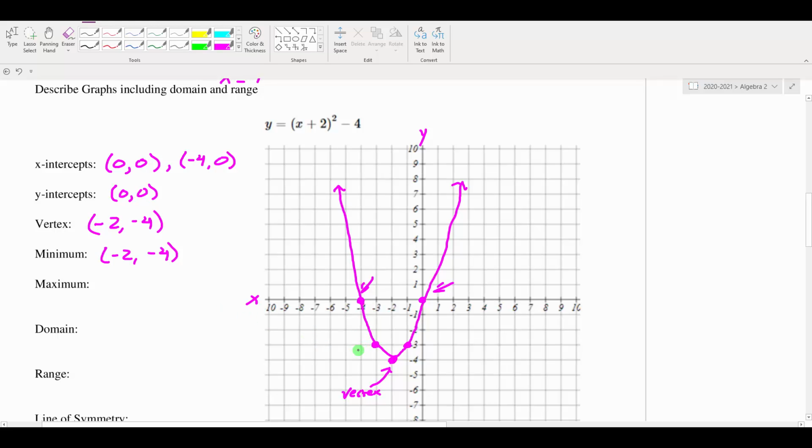All right, now maximum would be the same thing, but the highest point on the graph, right? So if I were going up, notice that we have these arrows on the end. That means the parabola never stops going up. So there will never be a highest point, right? This thing goes off to infinity. So for a maximum, we would simply say none. All right, now domain and range.